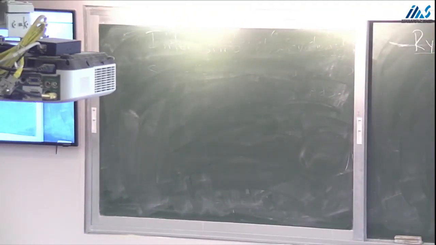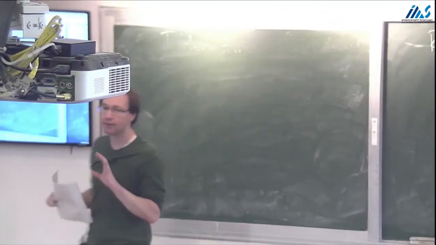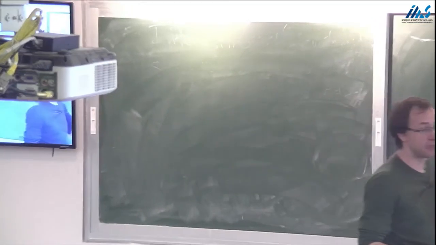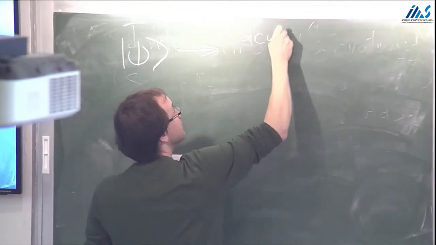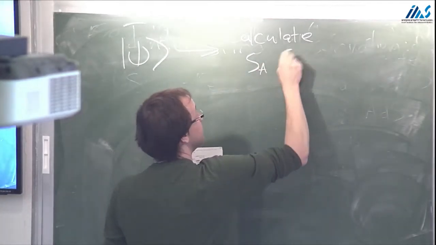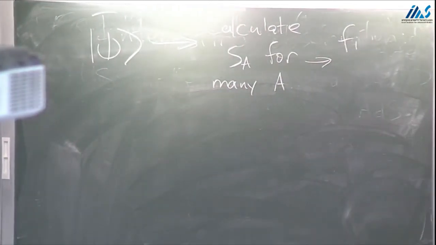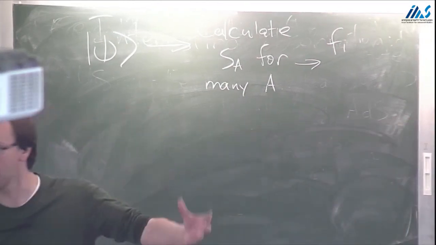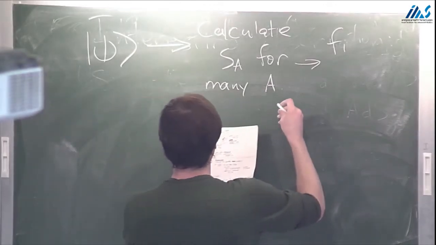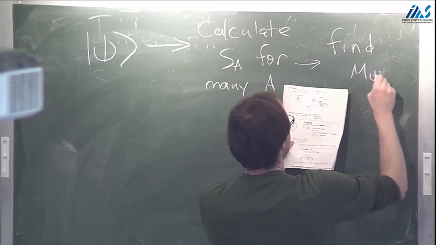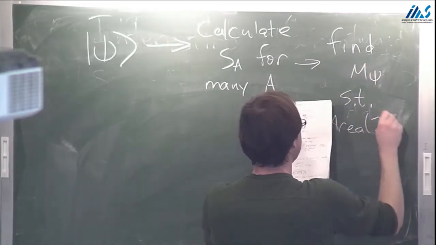Okay. All right. So one comment is that if this is true, this gives us a way, plausibly, to reconstruct geometry based on entanglement. Supposing I didn't know the geometry, but say this is true, I could start with my state and calculate S_A for many A. So I calculate the entanglement entropy for all sorts of regions. And then I ask, is there some geometry that reproduces all of those calculations? And find m psi such that the area of A tilde equals S_A.